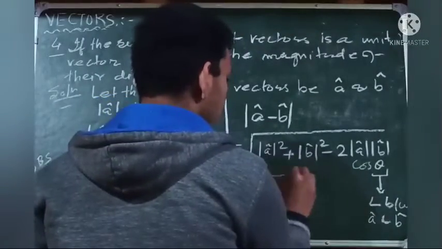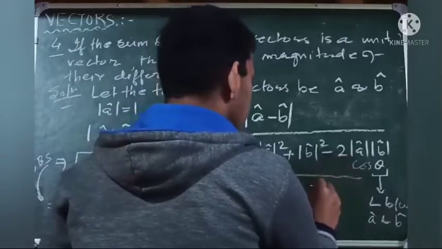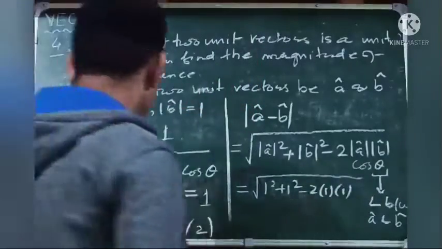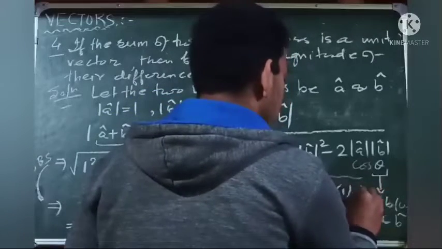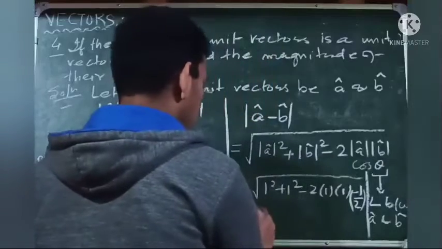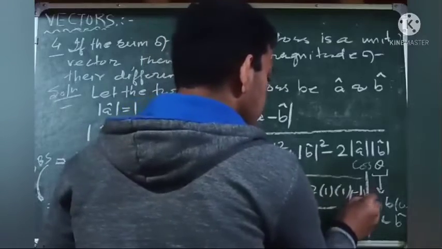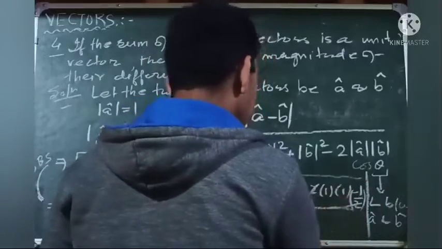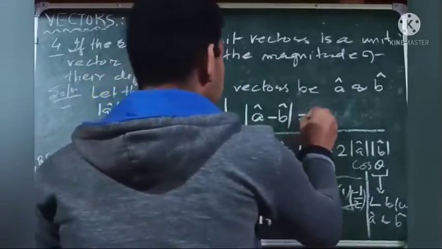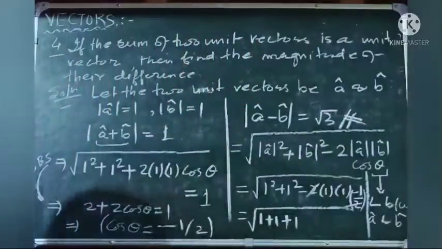We can directly use the value of cos theta in this expression. Square root of 1 square plus 1 square minus 2 times 1, 1, cos theta, which is equal to minus 1 by 2. So here we are getting 1 plus 1, minus minus plus, which is 1 plus 1 plus 1. So we are getting magnitude of a cap minus b cap as root under 3. This is the answer of this question.